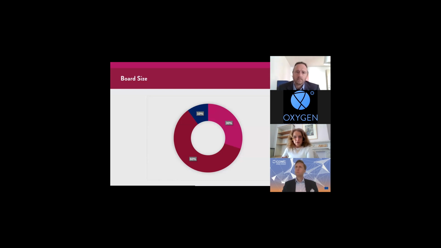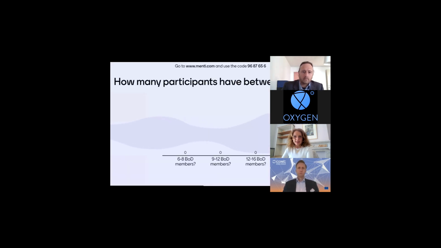Because this is a quantitative question, this is the first question to you, the audience. We're going to use the Mentimeter. So I'm going to turn to Ruth now to launch the question and see how we're going to use this. Do you want to ask the question, Ruth, or shall I? Well, there we are. How many participants have between 6 to 8 board members, 9 to 12 board members, and 12 to 16 board members?